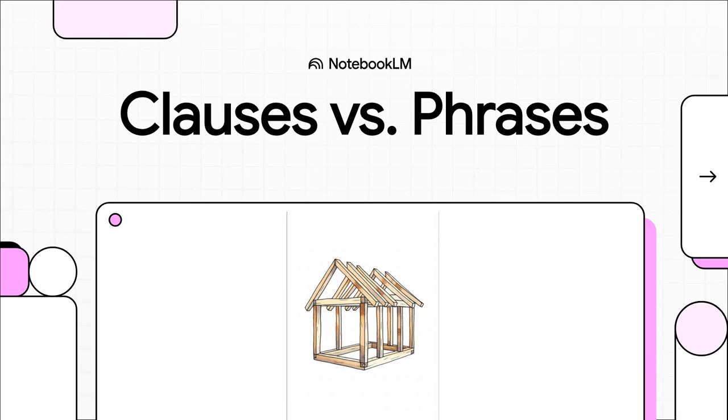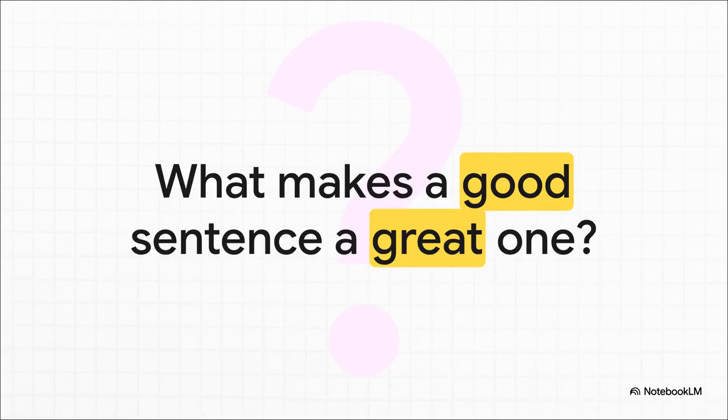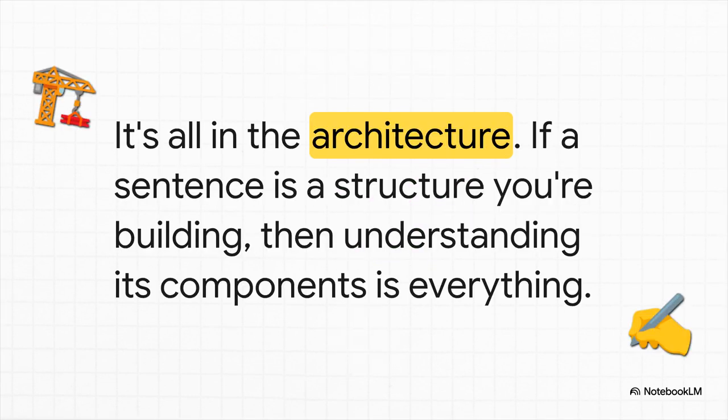Today, we're going to get into the real building blocks of the English language. And I'm not just talking about words, I mean the actual architectural blueprint behind every single sentence you write. So, have you ever wondered what really separates a good sentence from a truly great one? Is it just about using fancy words? Well, not really. The real secret, the thing that gives sentences their power, lies a little deeper. You see, it's all in the architecture.